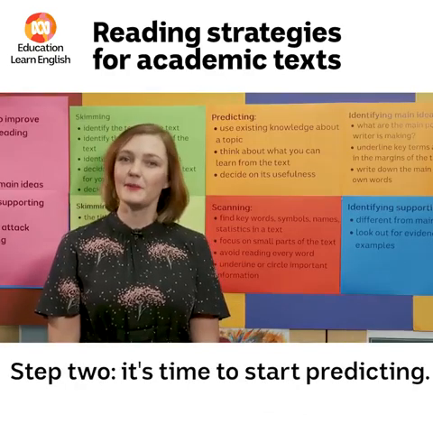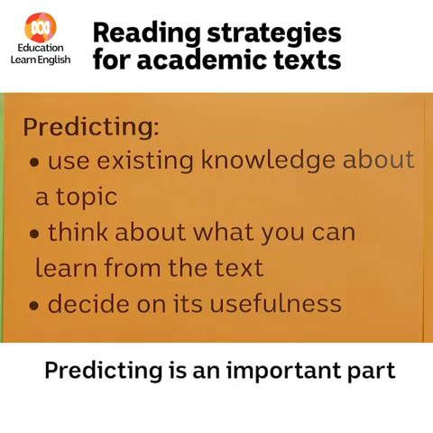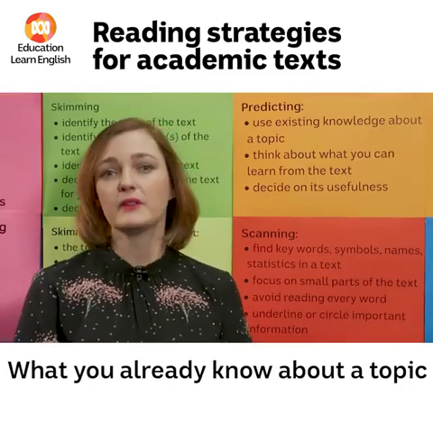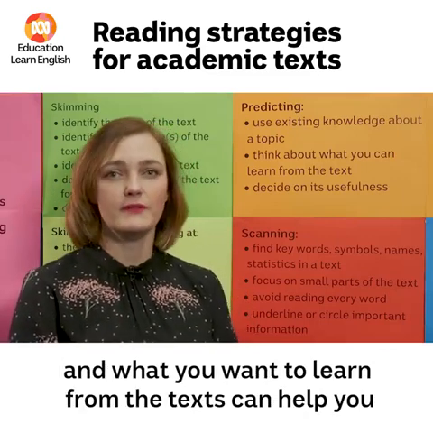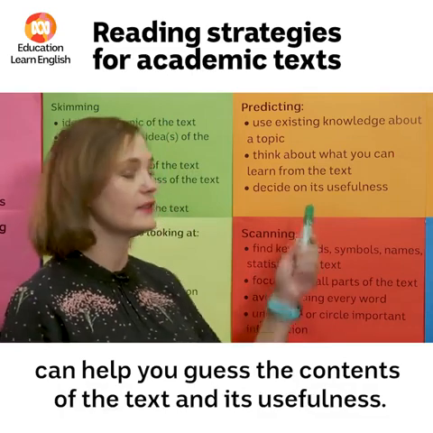Step 2, it's time to start predicting. This means using existing knowledge about the topic to help better understand it. Predicting is an important part of English language learning and reading. What you already know about a topic and what you want to learn from the text can help you guess the contents of the text and its usefulness.